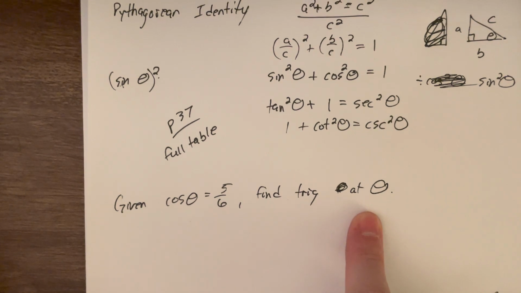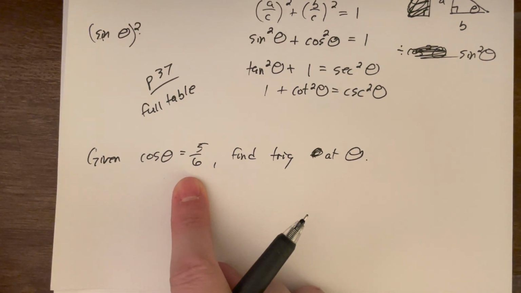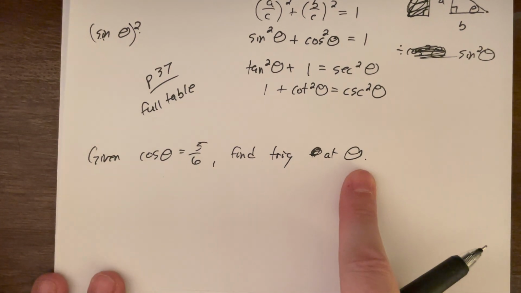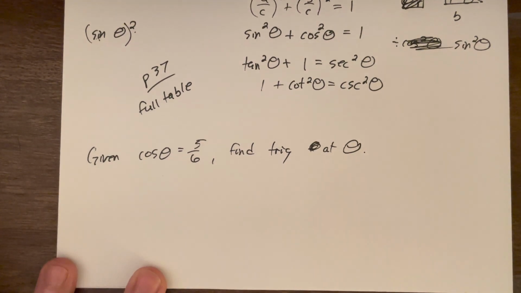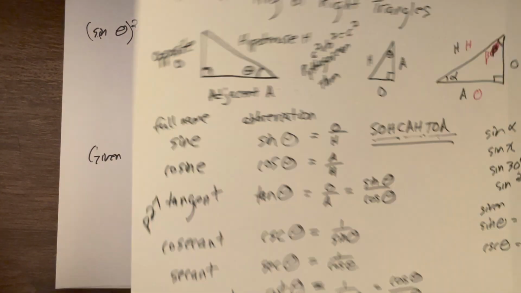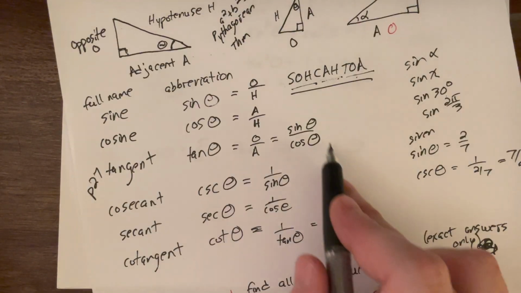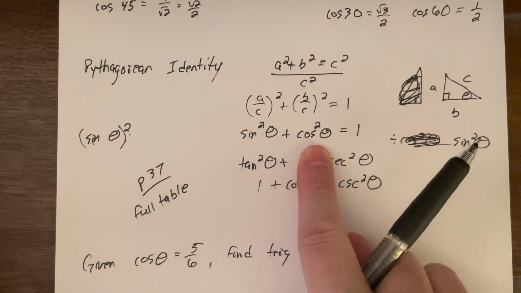I'm just abbreviating a little bit here, but I said the whole thing. Given cosine of theta is 5/6, still remember theta is an acute angle. Let's find the remaining trig functions at theta. Let's get our exact answers only. I like the right triangle, but remember, as long as we have both sine and cosine, we could just use those properties to get the remaining trig functions. This identity can get us there.